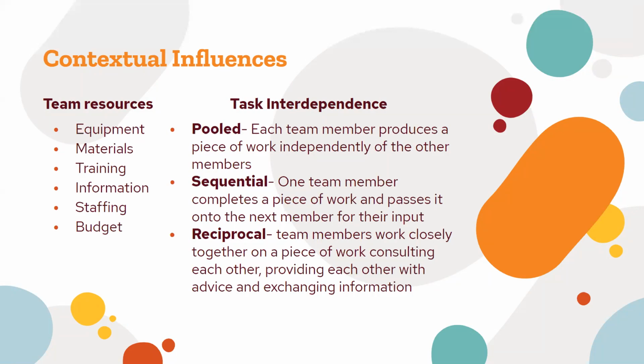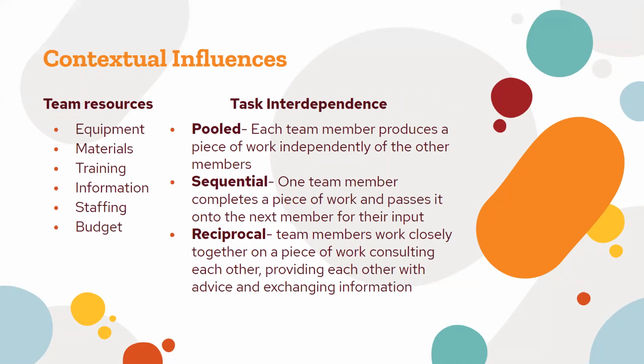There's also task interdependence. There are three types of task interdependence: pooled, sequential, and reciprocal. Pooled interdependence is when each team member produces a piece of work independently of the other members. A good example would be a factory producing a product, let's say radios, and each person produces one radio by themselves, and when they're finished, it's just the one radio.